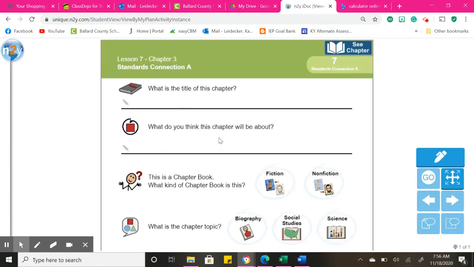See Chapter. Okay, well, you get the picture. Click on here and it will open a new tab, and then you can just flip back and forth to type in what these answers are for this.